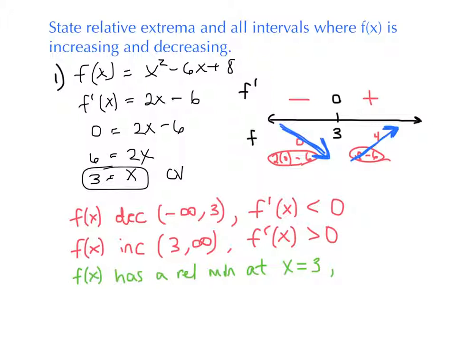And why? Well, because f prime of x changed from negative to positive. Okay, so that's how I know. All I'm doing is interpreting this number line and making my conclusions.